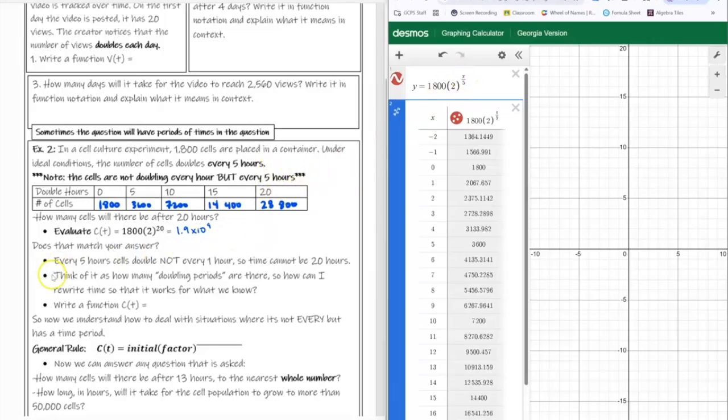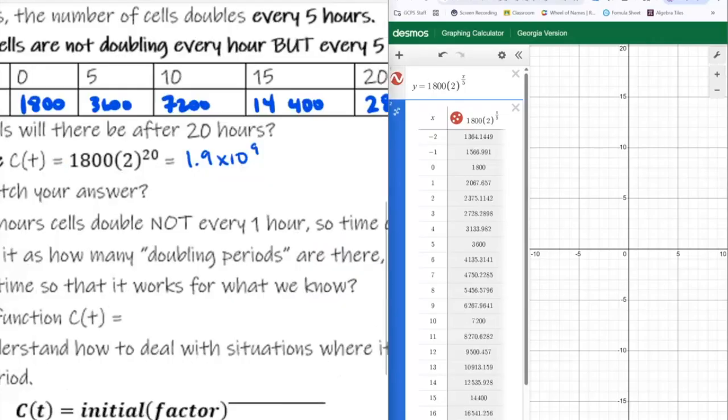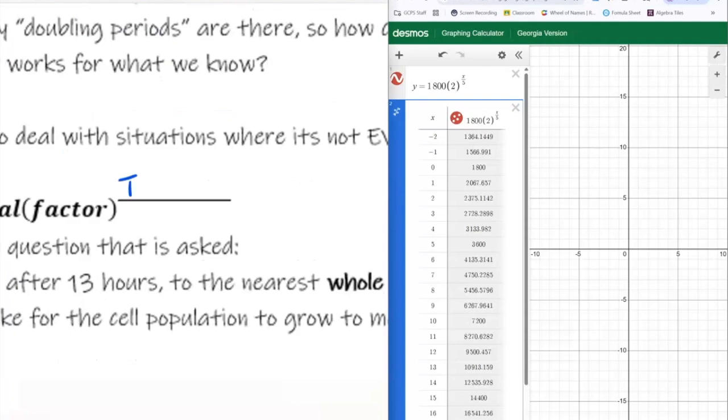So basically your rule is going to be my initial, which is A, my growth or decay factor, which is B, and then on time, I'm going to take my total time, whatever that is, which is usually X, and then divide it by your half-life, your double life, basically how every 5 hours, every 15 hours, every whatever. So let's say divided by half time.